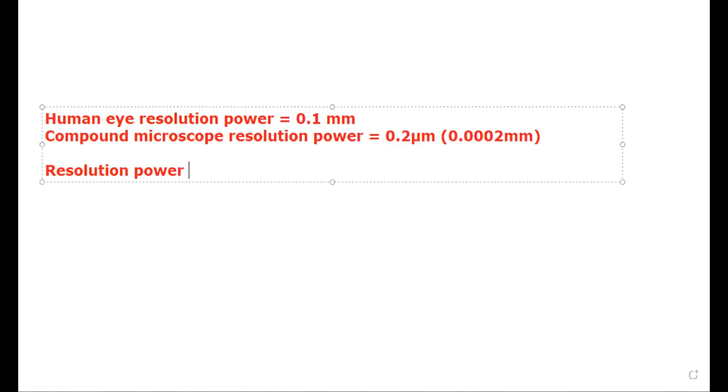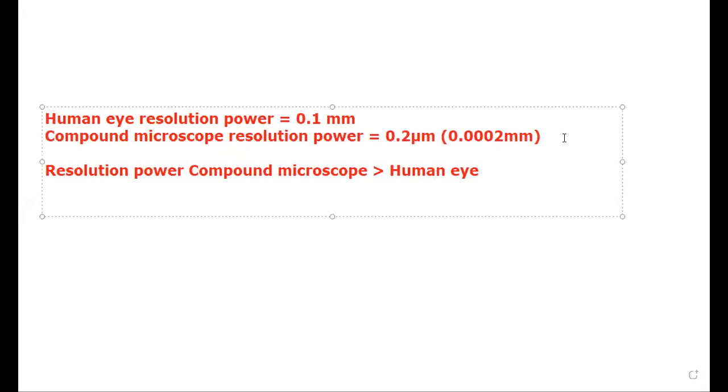Now, in these two, 0.1 millimeter and 0.0002 millimeter, which is the smallest? 0.0002 is the smallest. That we take, okay, so the resolution power of a compound microscope is greater than the human eye. Understood?